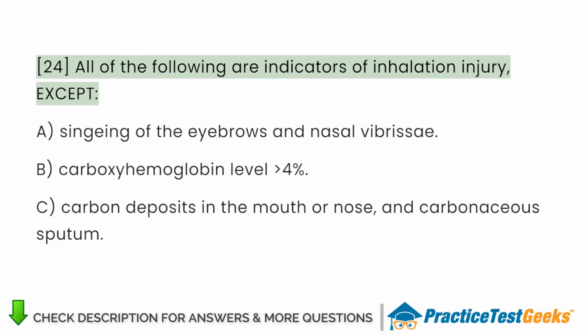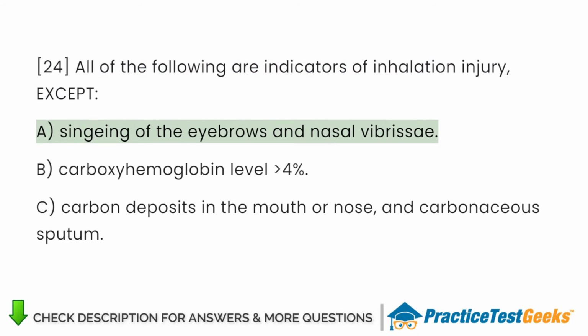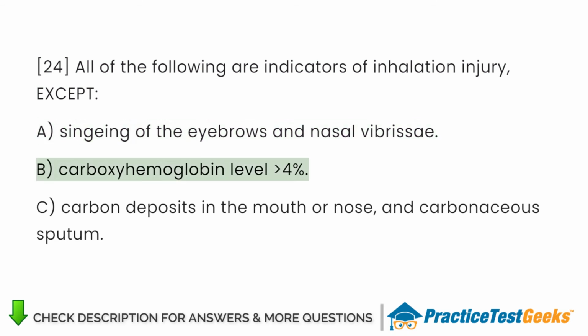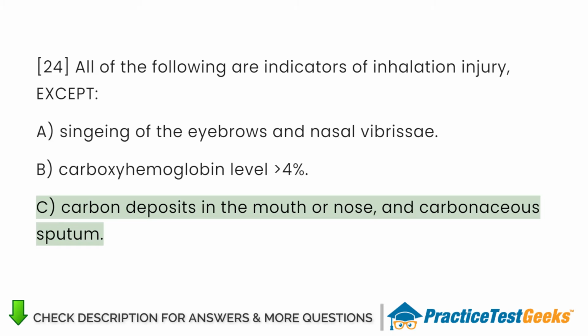All of the following are indicators of inhalation injury, except A. Singeing of the eyebrows and nasal vibrissae. B. Carboxyhemoglobin level greater than 4%. C. Carbon deposits in the mouth or nose, and carbonaceous sputum.